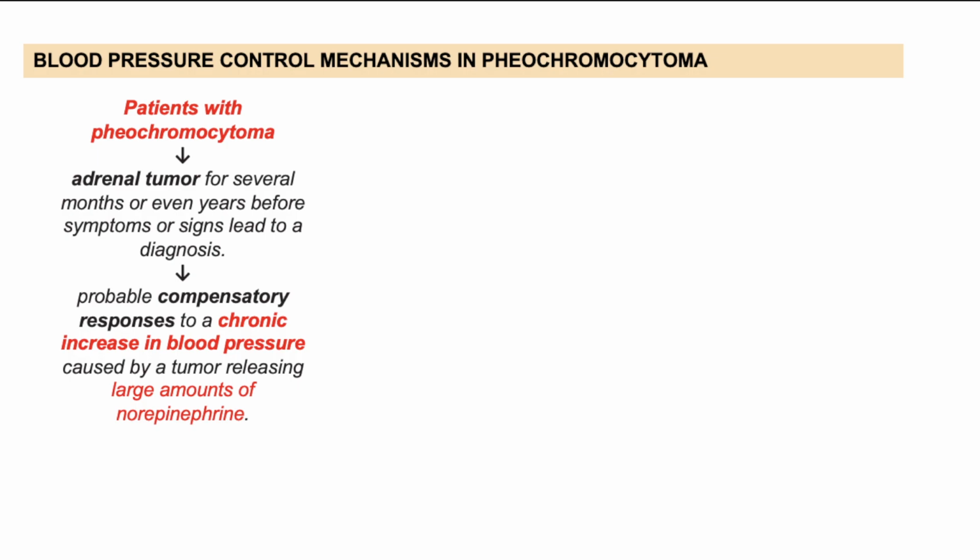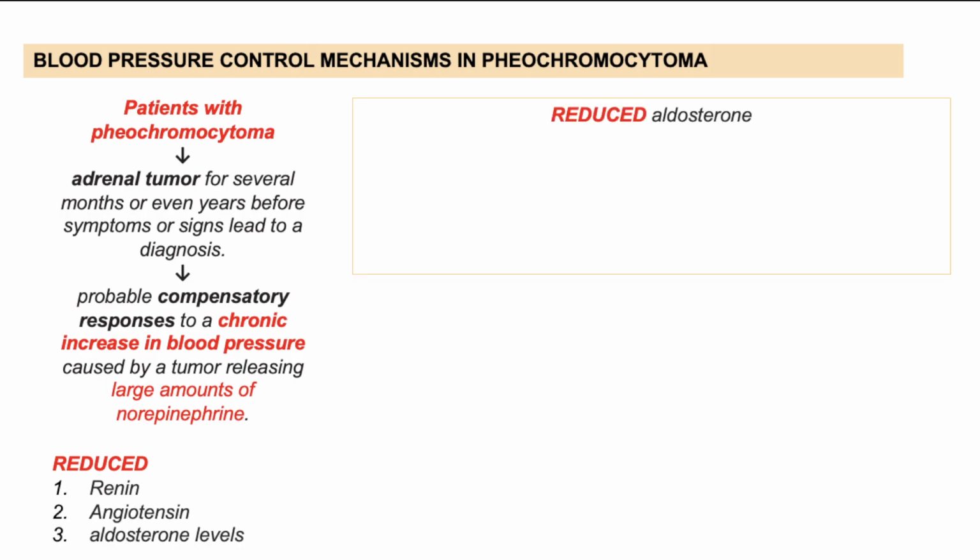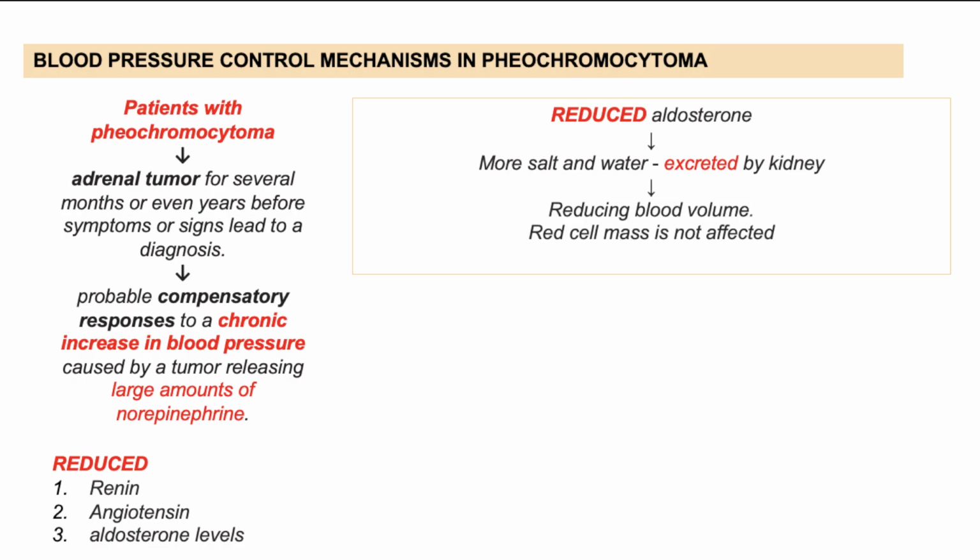Because of the release of large amounts of catecholamine from the adrenal tumors, it will increase the blood pressure and lead to hypertensive crisis, and you should be very careful. And compensatorily, there will be reduction in the renin, angiotensin and aldosterone levels. So with reduced aldosterone levels, what will happen? More salt and water will be excreted by the kidney, which will lead to reduction in the blood volume. Red cell mass will not be affected, but hematocrit is often increased because of the reduction in the blood volume.